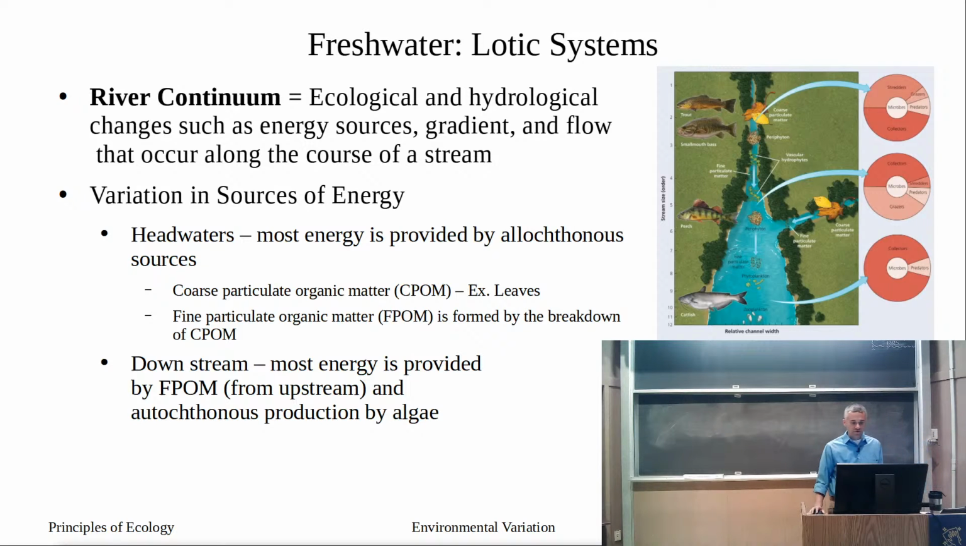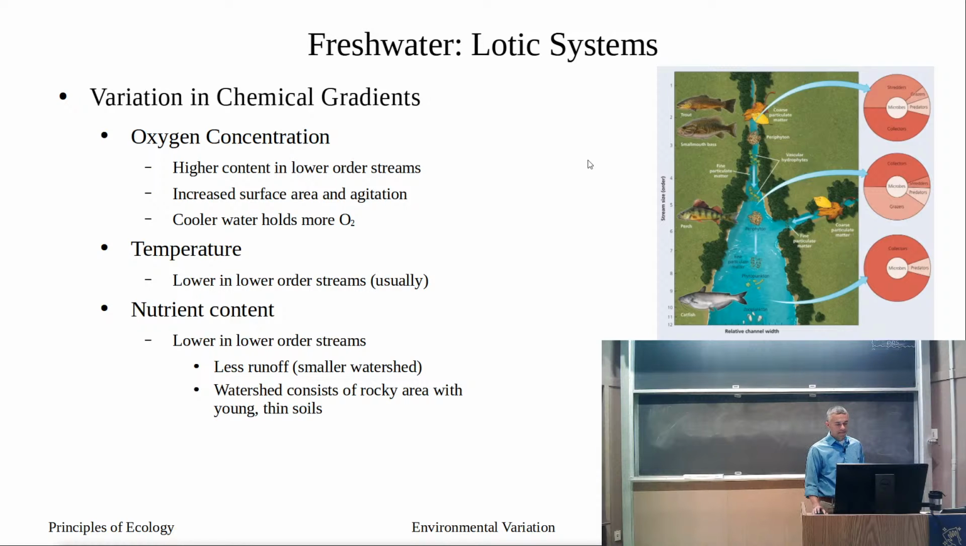By the time we make it downstream, most of our energy is going to be provided by the fine particulate organic matter and by autochthonous production by algae. So by the time we start getting down to a little bit slower flow, you're allowing our aquatic organisms, the periphyton, to take hold and start growing and reproducing and start capturing some of that sunlight energy and converting it to chemical energy. So this is variation in energy sources.